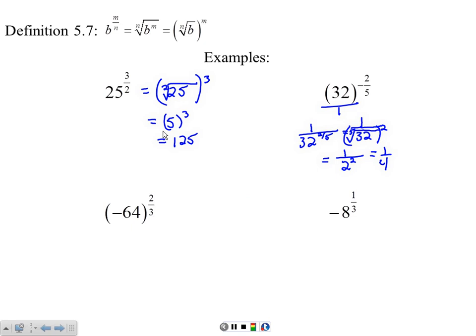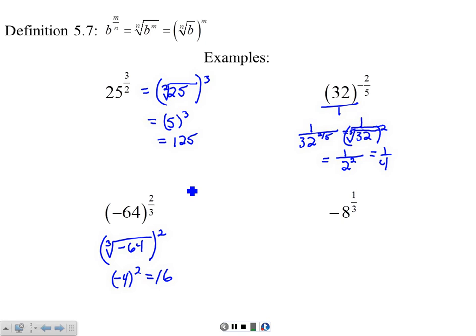Okay, so what about this one? This time your radicand is negative. So we're going to have negative 64 because that's our base, and it's telling me to take the cube root because that's my denominator. So take the cube root of negative 64, and then that numerator tells me that I'm going to square it after I do that. So the cube root of negative 64 is going to be negative 4, and then negative 4 squared is going to be 16. Be careful with those signs.